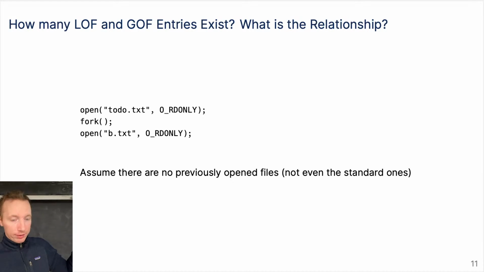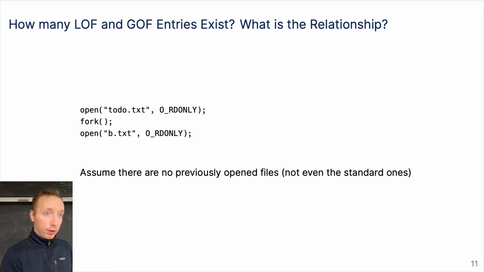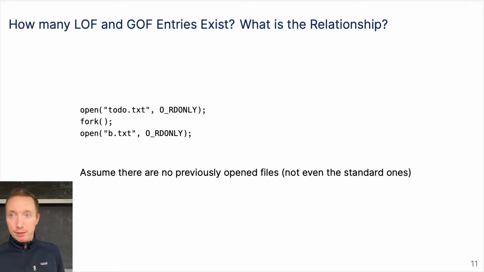It would have todo.txt and b.txt, but their relationship would be, because todo.txt was opened before the fork, that would create a global open file table entry, and then because of the fork, both of the processes would point to that same entry, so they're sharing the position of todo.txt. And then after the fork, both of them open b.txt independently, so each of those would make a unique entry in the global open file table, and they would have a corresponding local entry that points directly to that one.